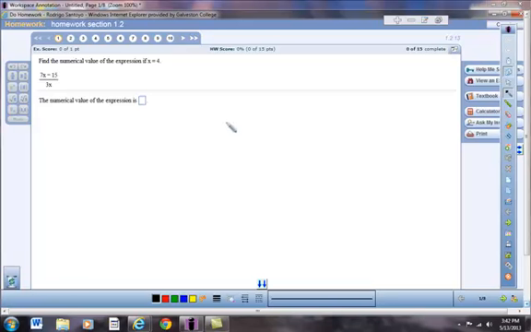Alright, so now we're looking at homework section 1.2. First thing it tells us to find the numerical value of this expression. Remember, an expression has numbers, variables, and mathematical operations. So it says find the numerical expression when x is 4. So all we're going to do is just replace x with 4.